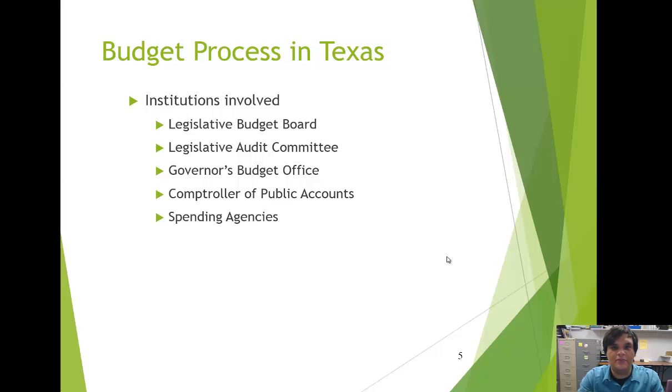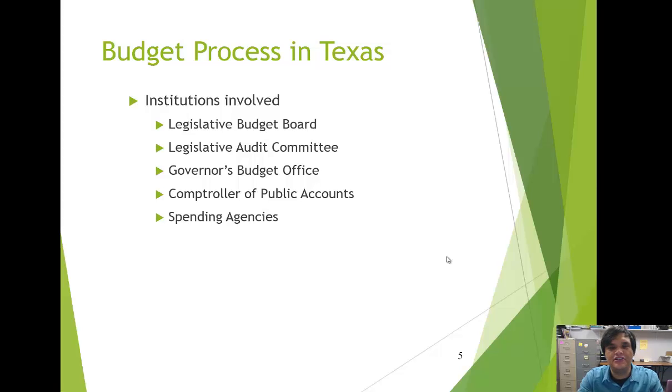Institutions involved in the budget process here in Texas include the Legislative Budget Board, the Legislative Audit Committee, the Governor's Budget Office, the GBO, the Comptroller of Public Accounts, and then the individual spending agencies, the agencies that actually spend money from the budget. Those are all the institutions involved in the budget process in Texas.